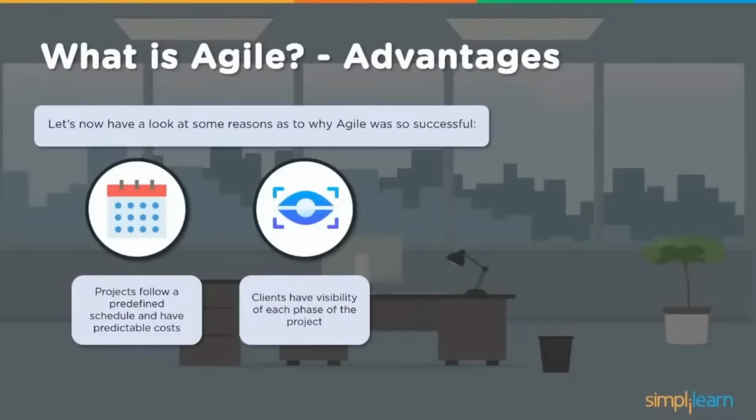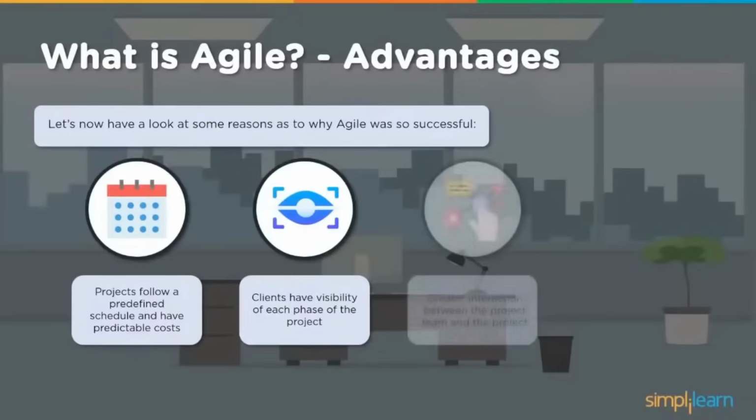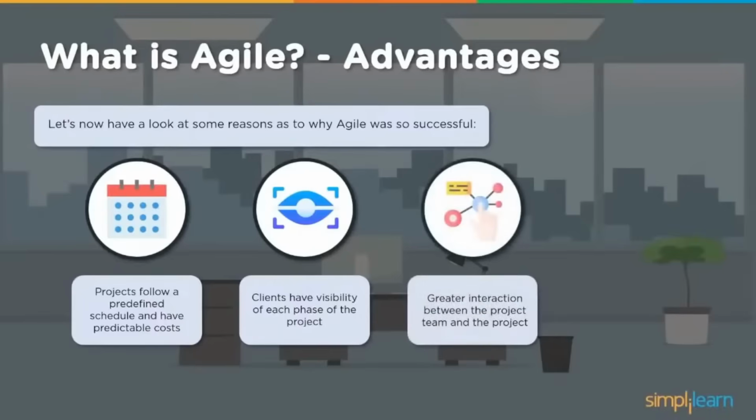Customers or clients actively involved in the sense they know what is happening, what they are getting. They are acknowledging it by giving the feedbacks every now and then so that there is no surprise to them at the end, which used to happen during waterfall approaches. Then greater interaction between the project team and the project means there needs to be collaboration. Agile emphasizes having the collaboration.